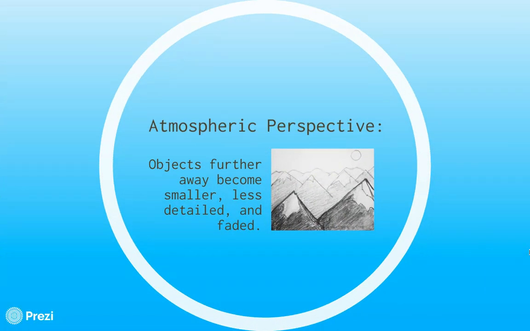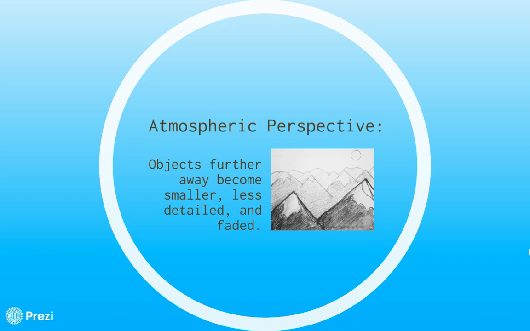Okay, atmospheric perspective, super important. Objects further away become smaller, less detailed, and faded, just like the giant children terrorizing tiny children in that forced perspective photo that we looked at earlier. So this is an example of what happens. Things that are really dark and light in the foreground start to gray down as you go further back. You can see the snow caps on the mountains in the foreground, but then they kind of fade away into the background and lose that detail.